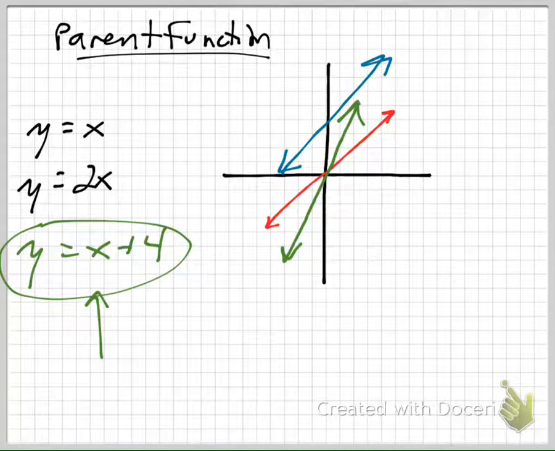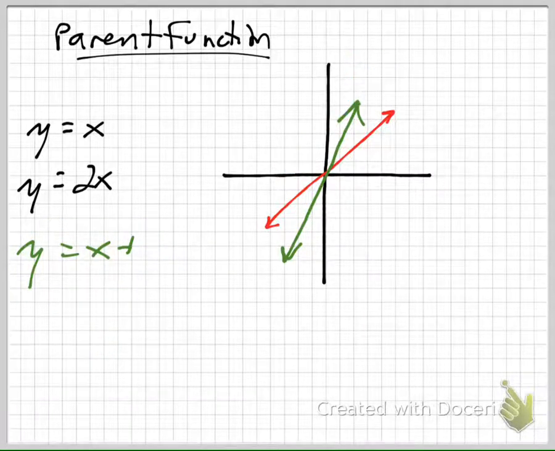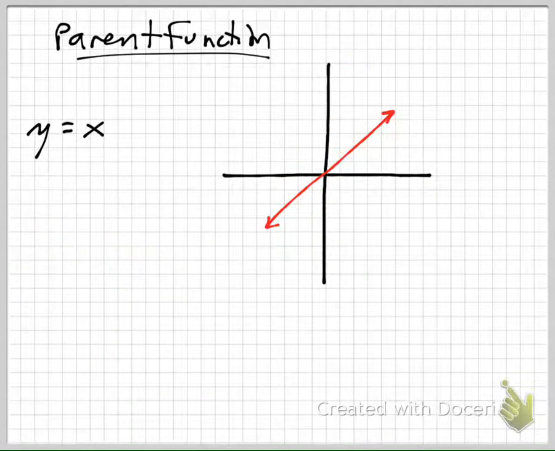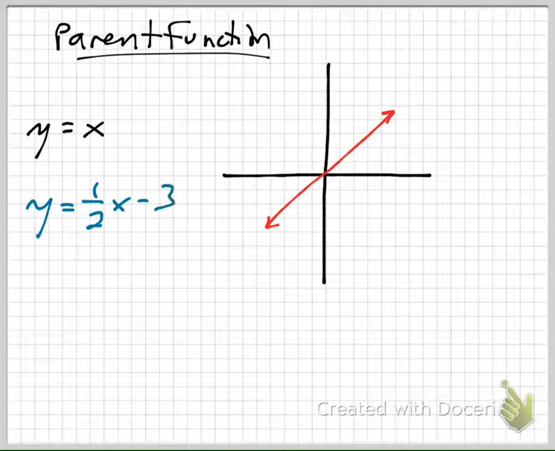Does that make sense? Comparing it to the parent function, you look at the parent function and you can adjust your function to the parent function. Okay, let me go back here. There's the parent function again. What if I gave you y equals 1/2 x minus 3? Comparing it to the parent function, which is y equals x, what's going to be different? You know this. What's going to be different about ours?